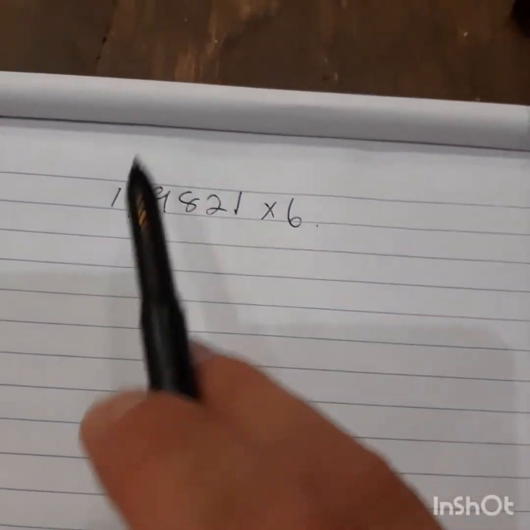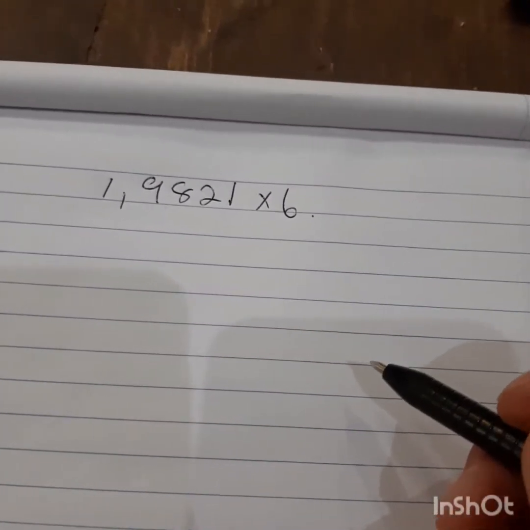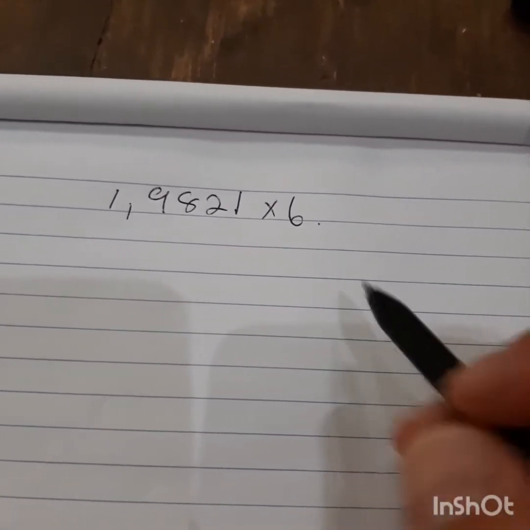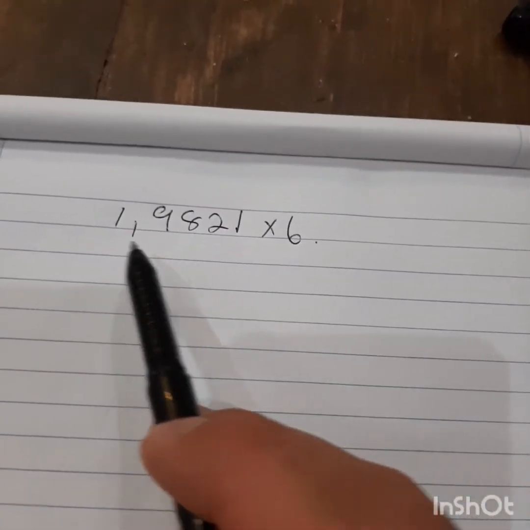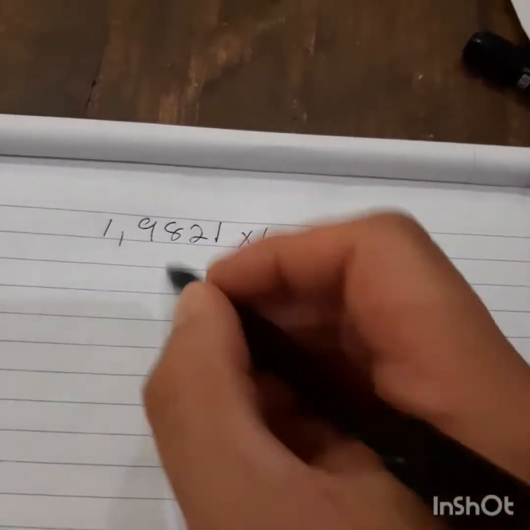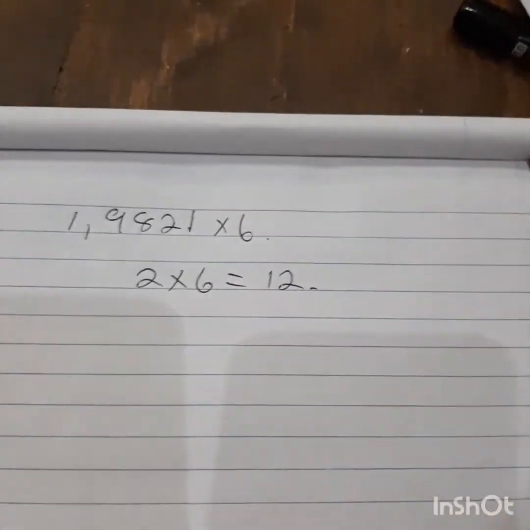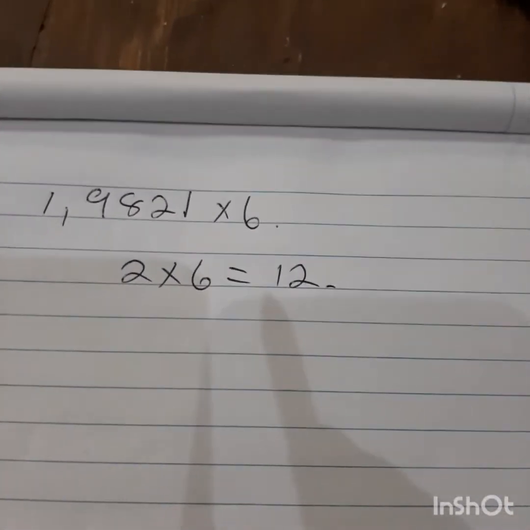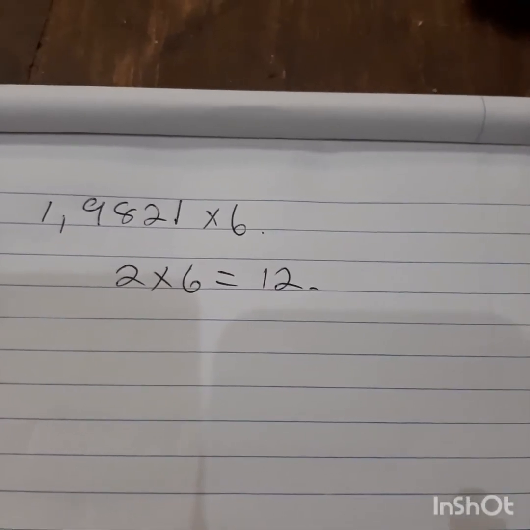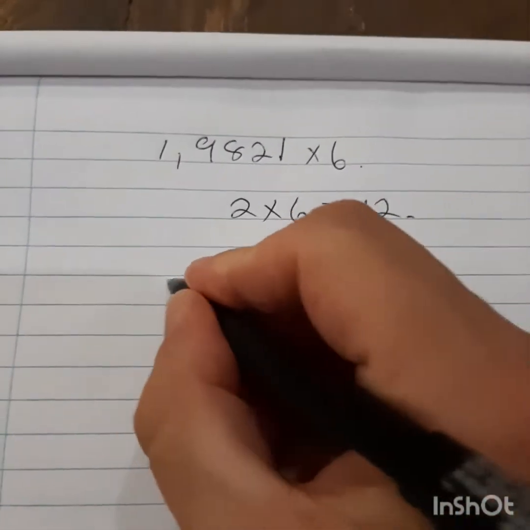But before we start, let's have a look if we can estimate what the answer will be. 1.98 is very close to 2. So we know 2 times 6 is 12. So the answer is going to be pretty close to 12. Let's put it to the test.